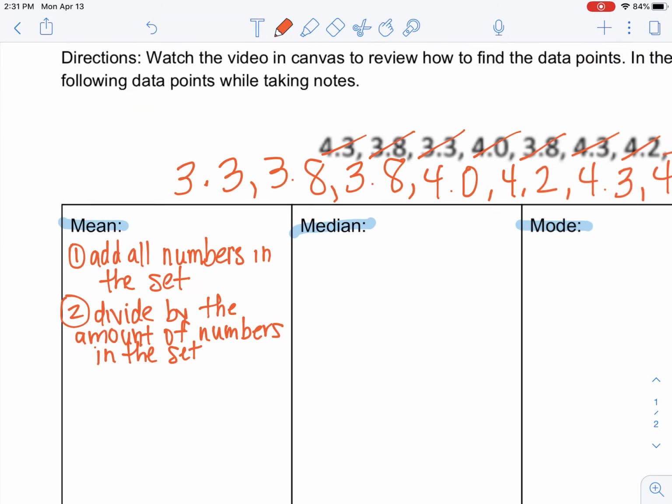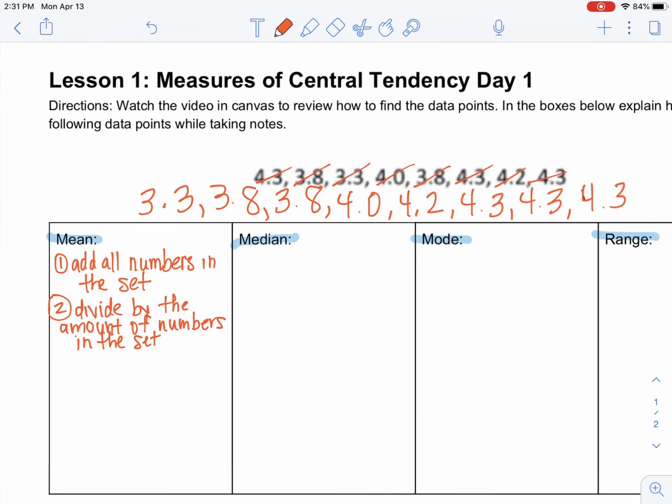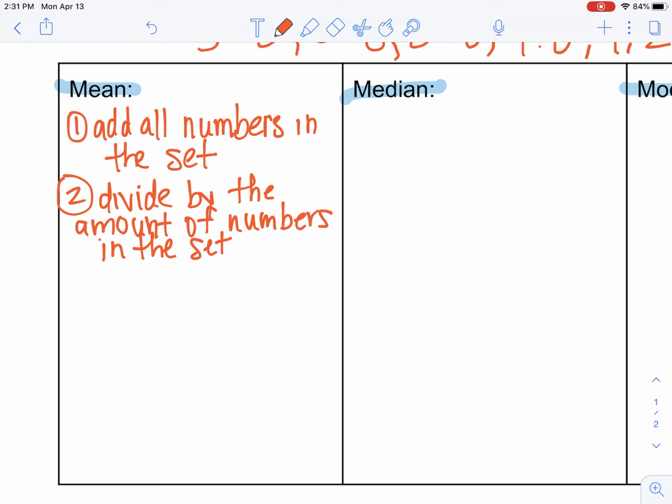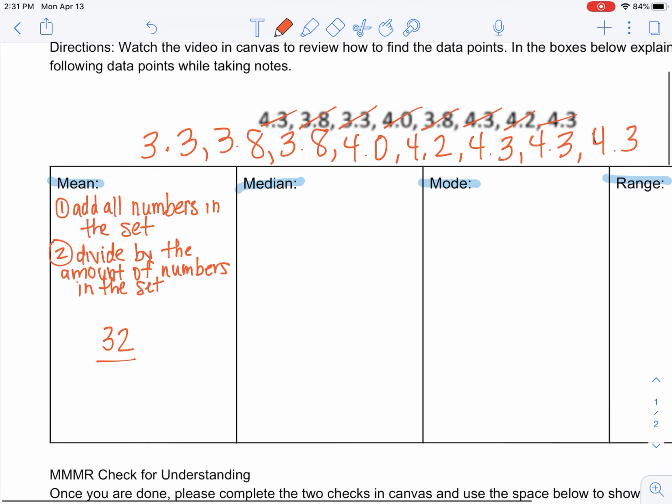So when I add all those numbers that you see that I have in least to greatest order at the top, I get 32. And I'm going to divide by how many there are. So I'm going to kind of highlight them as I talk. So I have 1, 2, 3, 4, 5, 6, 7, 8 numbers in the set. And 32 divided by 8 is 4. And I'm going to write it in the same format that I have it in, so 4.0.